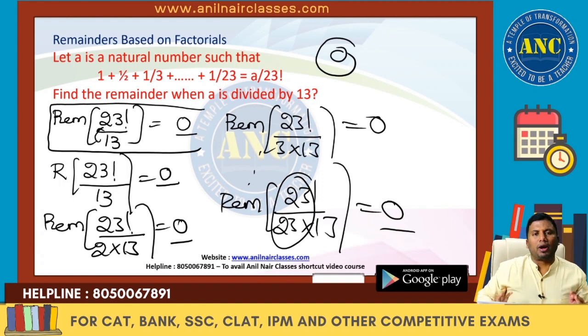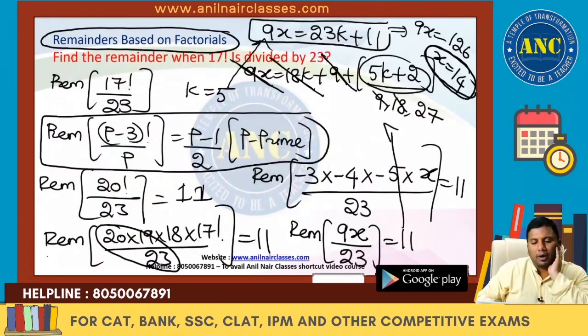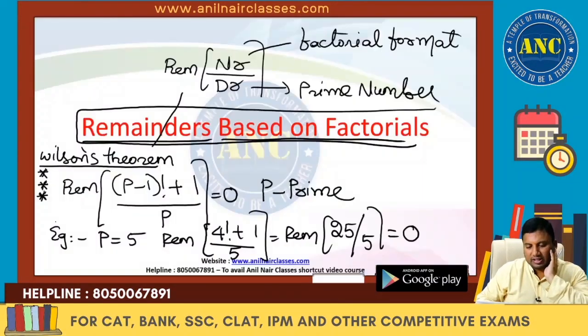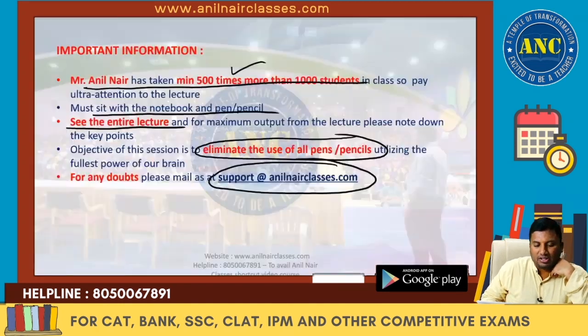Very beautiful problems that we discussed today. Let us go one by one. All the problems whatever we discussed, we will again do a recap. Wilson's theorem. Today we are going to discuss all the remainder based problems based on factorial. So, if the numerator is in the form of a factorial and the denominator is a composite number, I can use Wilson's theorem. Wilson's theorem is p minus 1 factorial plus 1 when divided by p is 0.